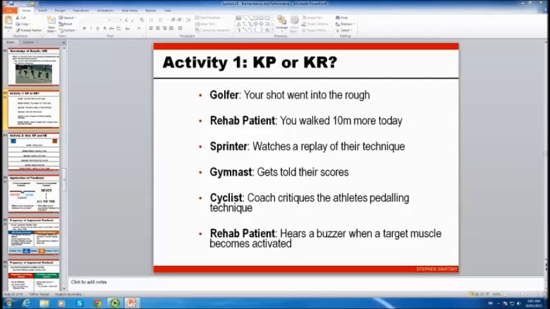And hard one, don't underestimate this. I've got a rehab patient that's connected up to a machine that sends electrical signal to say when a muscle's activated. And when that muscle is activated, a buzzer goes off. So think about this. Am I giving a summary of what's going on? Or am I looking at an element of their technique? Summary, an outcome, or it's continuously happening? What do we got? I'm hearing KP.